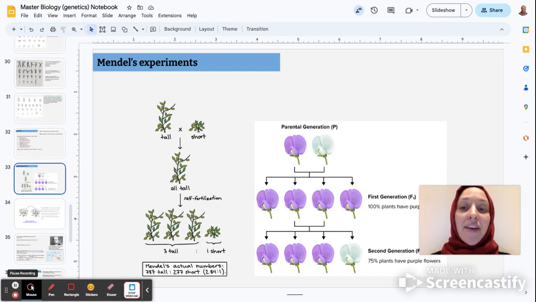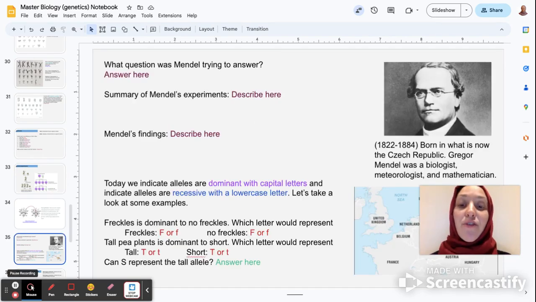So then he said, okay, well, what if I take these tall pea plants, the second generation here, and I cross them with one another? What would the resulting generation be, this second generation? And surprisingly, he found that the short allele came back. So 75% of the second generation expressed the tall characteristic, the tall allele, and 25% were short. So from his experiments, what did he conclude?